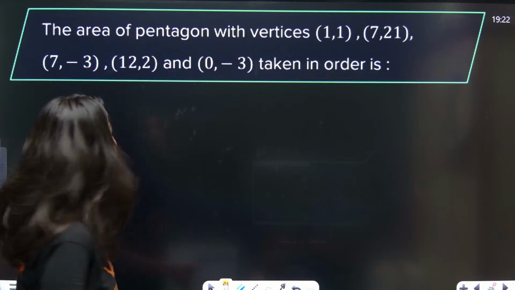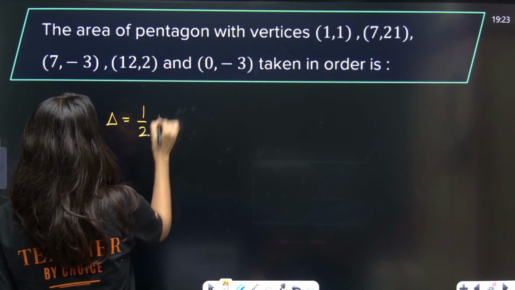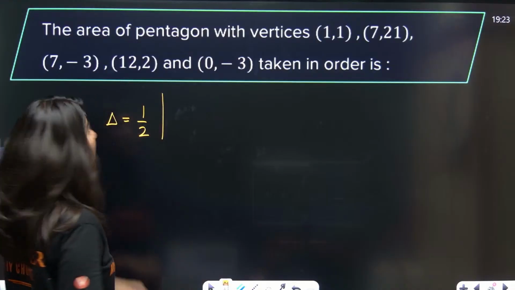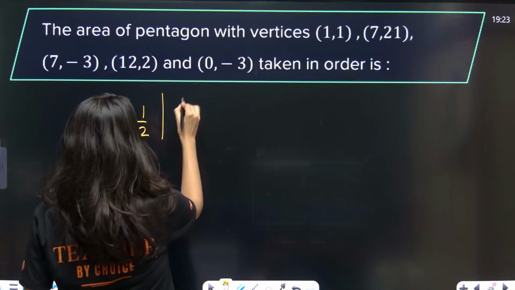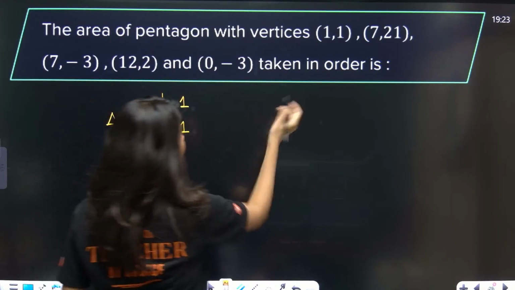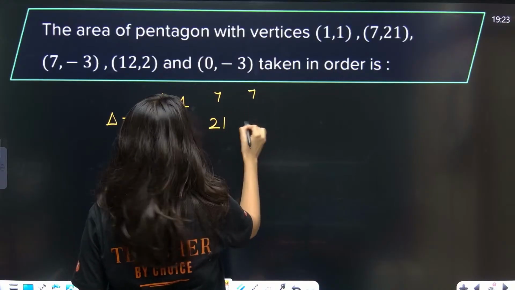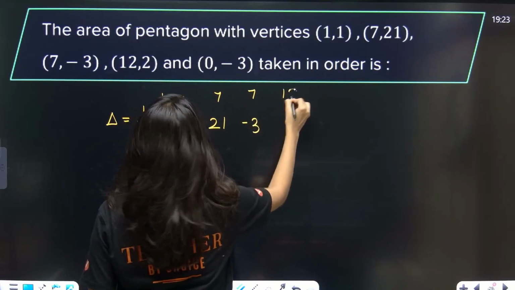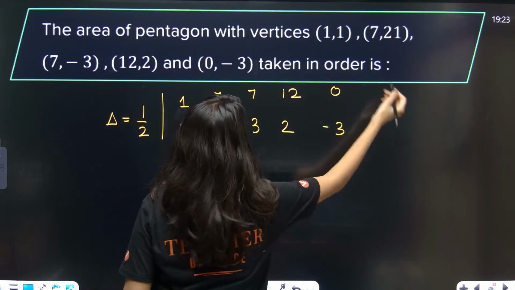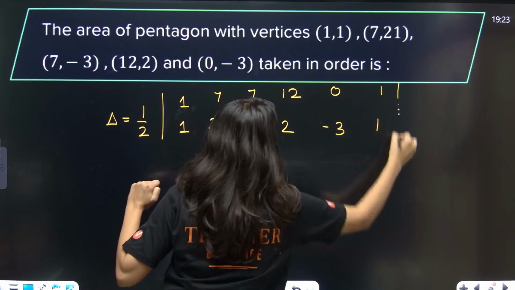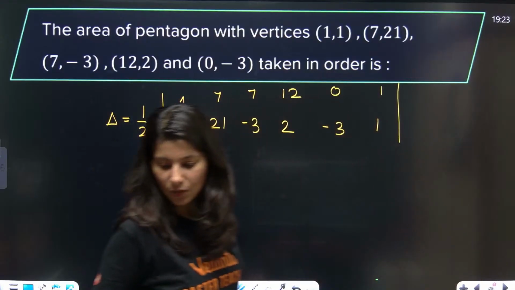Now you know the formula. Area of pentagon: apply the formula, half. Then we have x1, y1. Next point is 7, 2. Next point is 7, minus 3. Next to that is 12, 2. Then this is 0, minus 3. And last is back to the first point, and then your determinant sign gets closed.